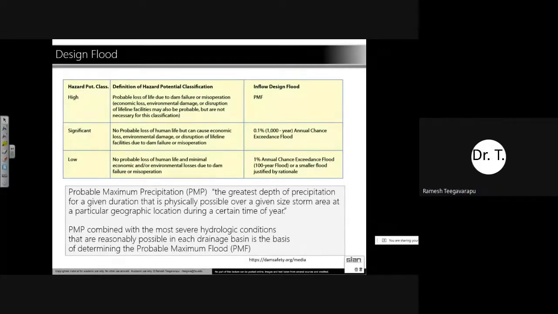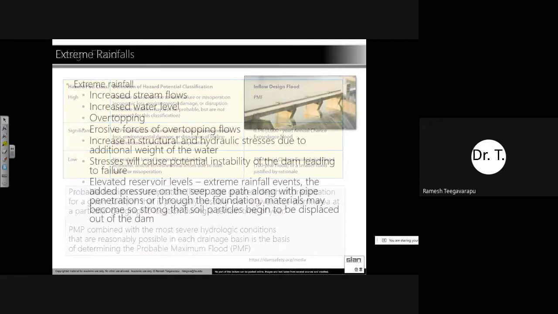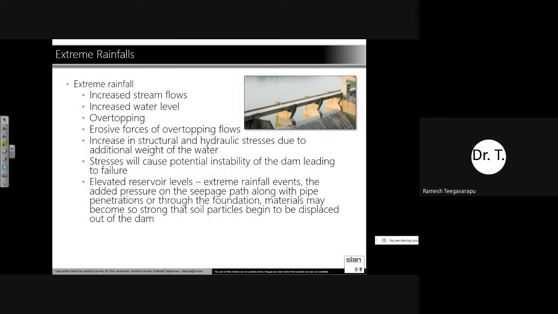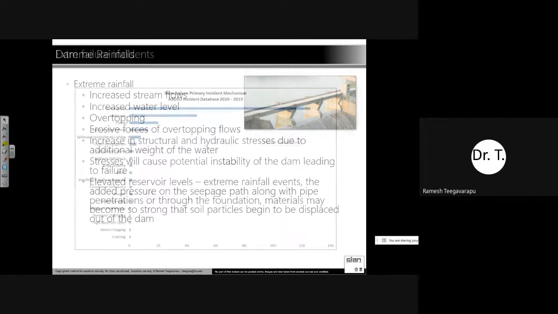So again, the PMP definition and PMF definition is changing. They would like to incorporate that into the new hazard classification. And extreme rainfalls are also a huge problem. They introduce hydraulic stresses, including the spillways, overtopping, and so on.